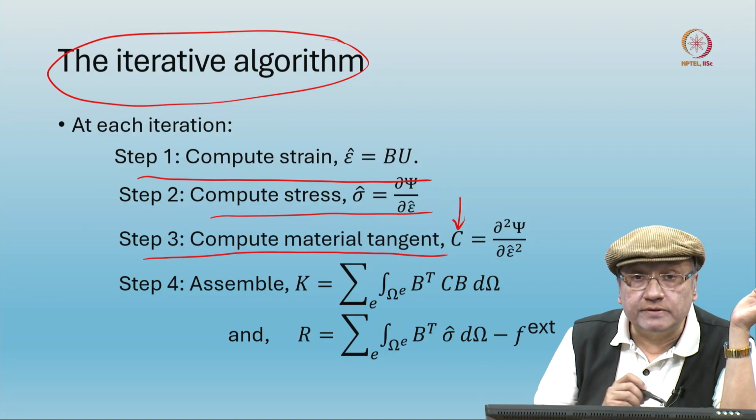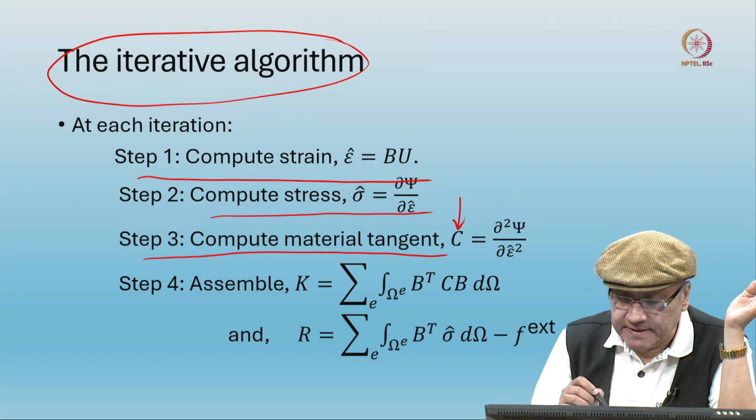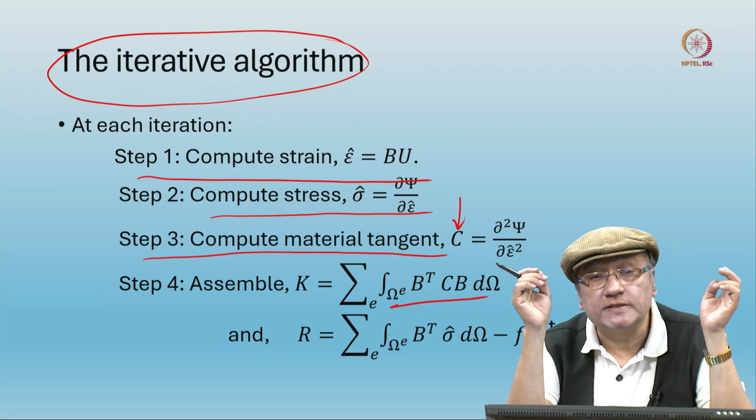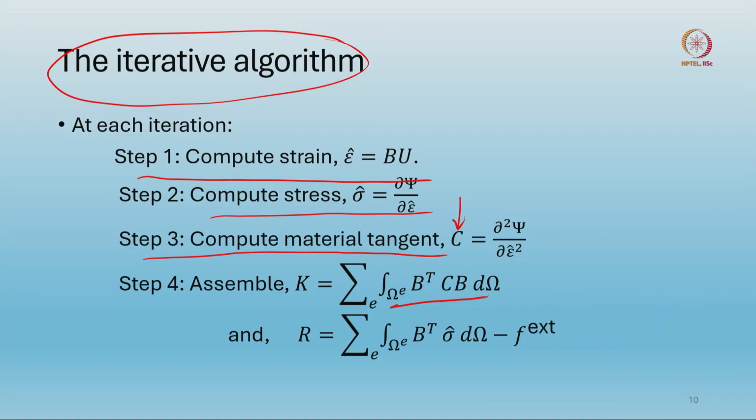Then use this material tangent to find the element based stiffness, the integral over element E of B transpose C B d omega, where B is the strain displacement matrix. Assemble these element based quantities to find the global stiffness K. Through the dependence of C on the current iterative solution, let us call it U, C is still a function of U. So, K is still a function of the last known U. It is unlike a linear problem where K is a strict constant and you do not need iterations.